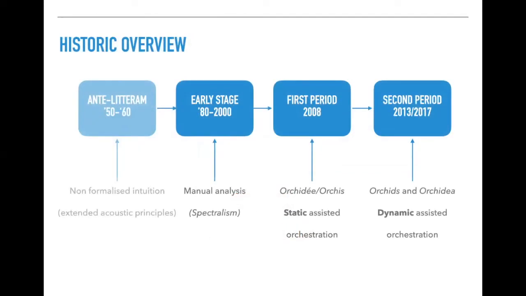So I thought I would do a sort of history of assisted orchestration. I'm not at all a musicologist, so I definitely made mistakes, but just stay with me for a second to have a rough idea of the steps, of the stages of this thing. So I put on the left, grayed out, an ante litteram moment in which composers didn't really know that they were going towards assisted orchestration, but they had some intuitions. Basically, they started thinking in a way in which the sound and the spectrum would be more important for them.